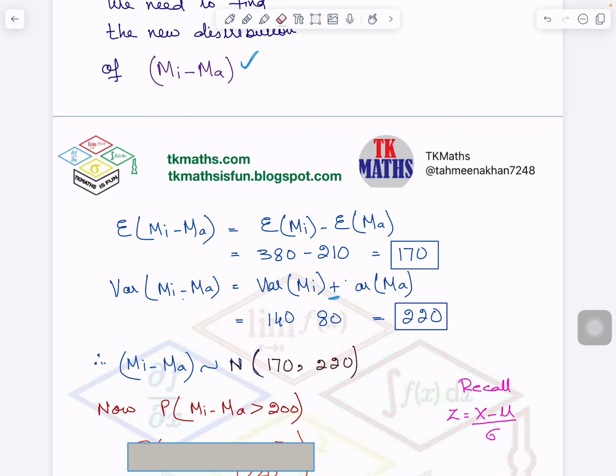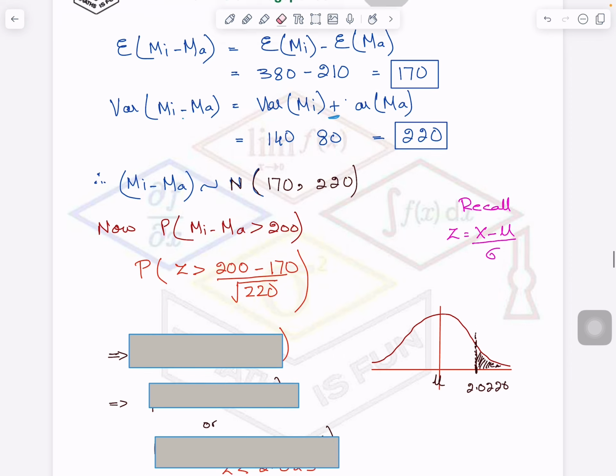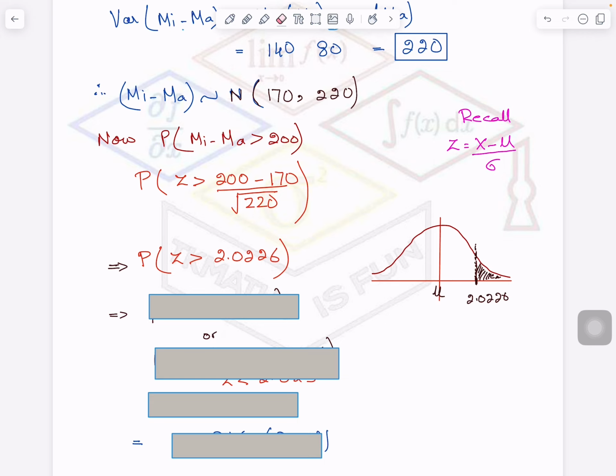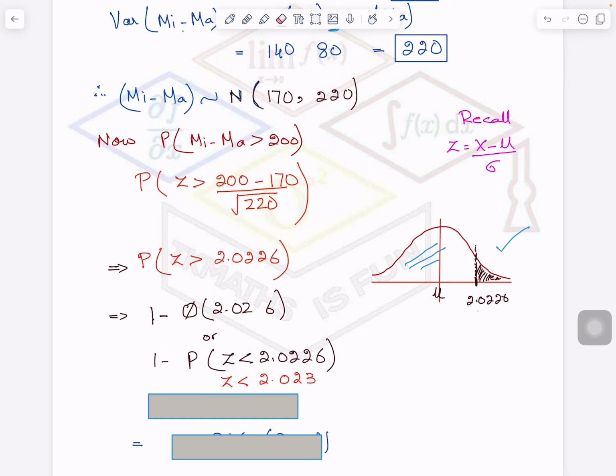Now this is your question, you have to find the probability. So I will use this formula, z equals x minus mu divided by standard deviation, and then you will use the calculator. You got 2.0226. Here I have shown you in the sketch what we have to calculate. When we use the normal distribution standardized table, probabilities are always calculated to the left-hand side of z values. So to calculate this, I will do 1 minus this thing. You can write 1 minus, or it can be written like this also, both ways.